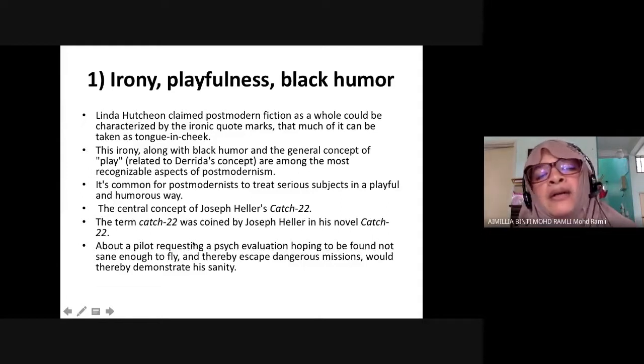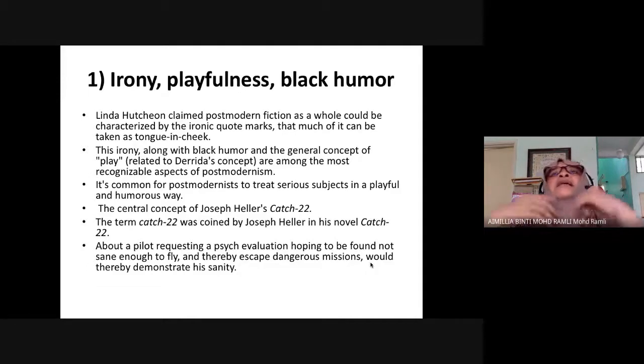it's about a pilot who requested a psychological evaluation, hoping to be found not sane enough to fly. He was involved in World War II. He hopes that by taking this psychological assessment, he will be found to be insane, to be crazy, so he will escape going to war. But if he were to request the psychological evaluation, he would demonstrate that he is sane.